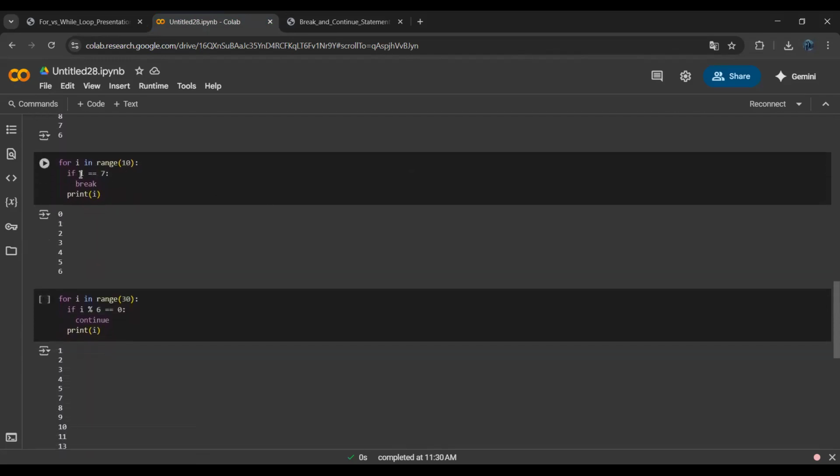Let us see another example. Now I am taking for i in range of 10. If i equals 7, break. Whenever you see the value of 7, break there only, and it will not do any further iterations. It means it will print up to the value of 6 only. Whenever you see the value of 7, it will break, come out of the loop, and terminate the loop. It will print the values from 0 to 6 only. That is what it is saying.